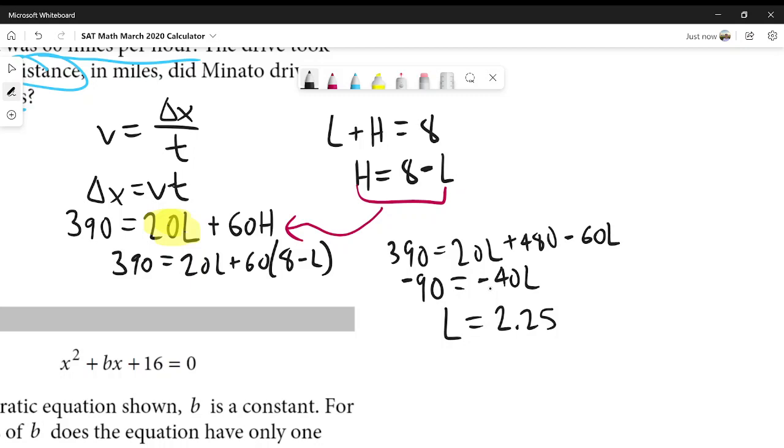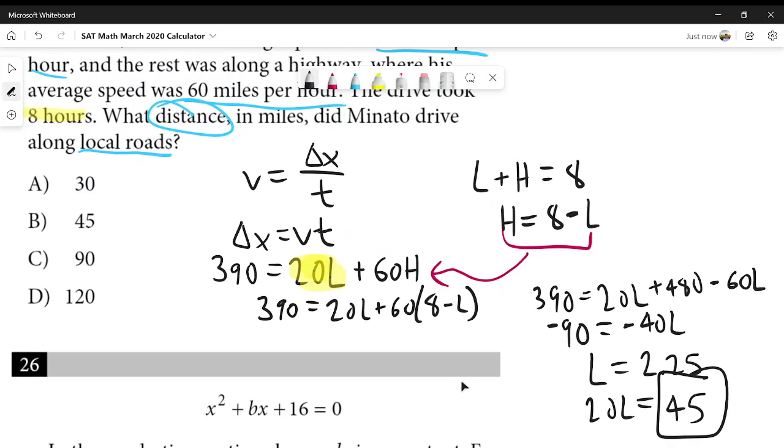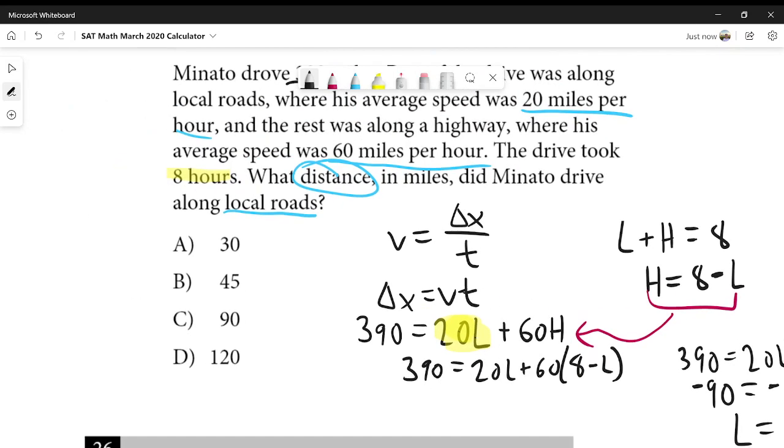And so all we have to do is multiply L by 20. So 20L is going to be equal to 2.25 times 20. And if I put that into my calculator, that's going to be 45. And that's the final answer. So the answer has got to be B.